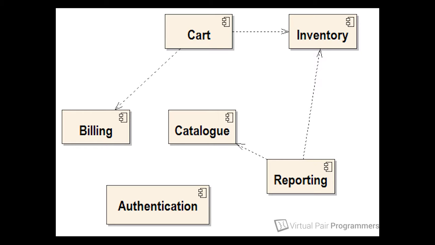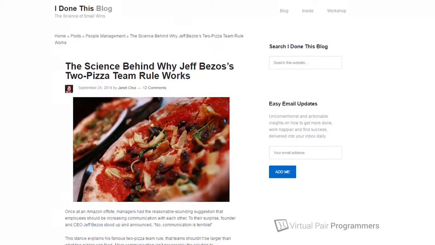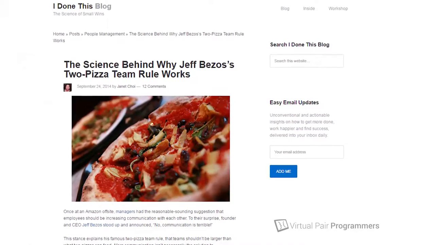But we have some rules of thumb here. We'll talk about this in a bit more detail later on in the course, but one rule of thumb that you might have heard of that many companies are adopting is the idea of the two pizza rule.